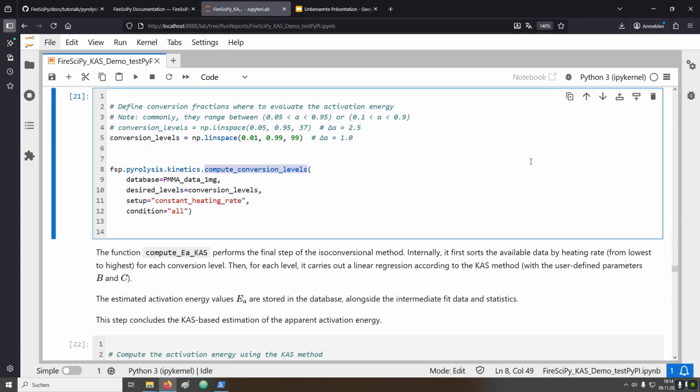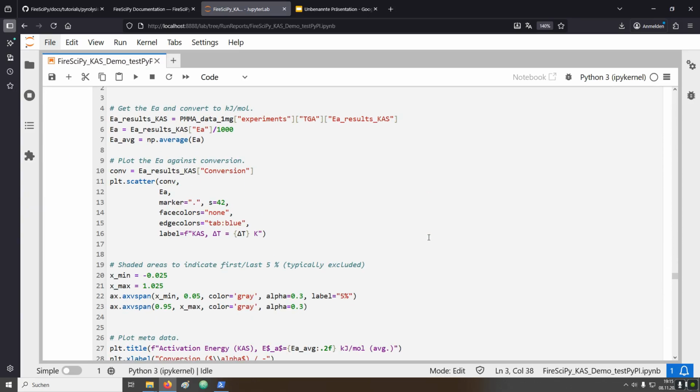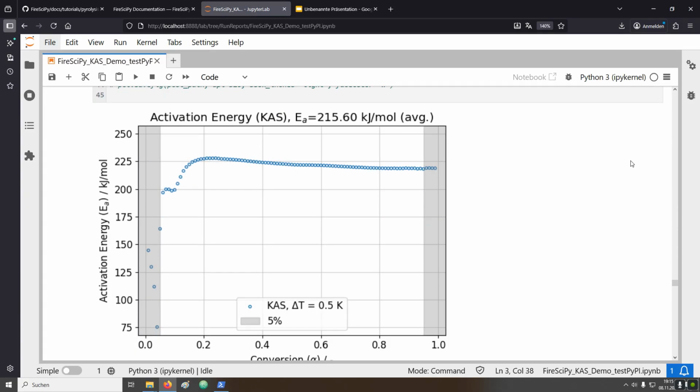Define and compute the conversion levels and compute the activation energy with the KAS method. Here the development of the apparent activation energy over the conversion is plotted as the result. For a single step reaction, the data points should form a nearly horizontal line. The average over these points is the apparent activation energy of the corresponding reaction step. Here we can make out at least two reactions, one in the beginning around 200 kJ per mole, and the main reaction with about 220 kJ per mole.